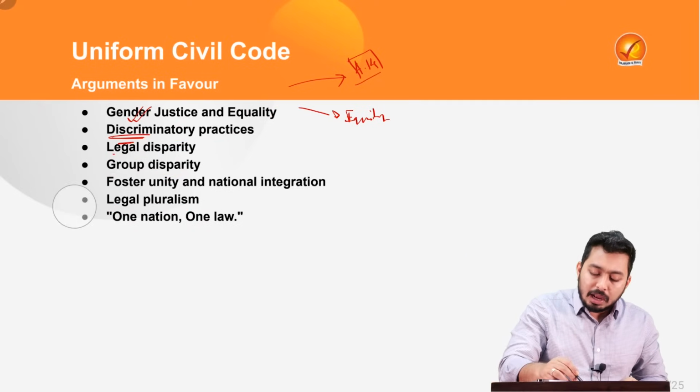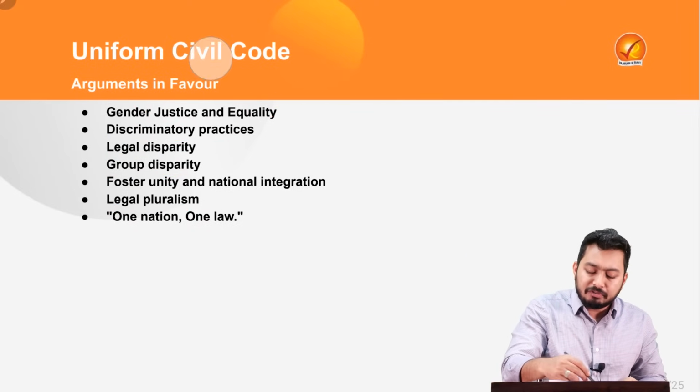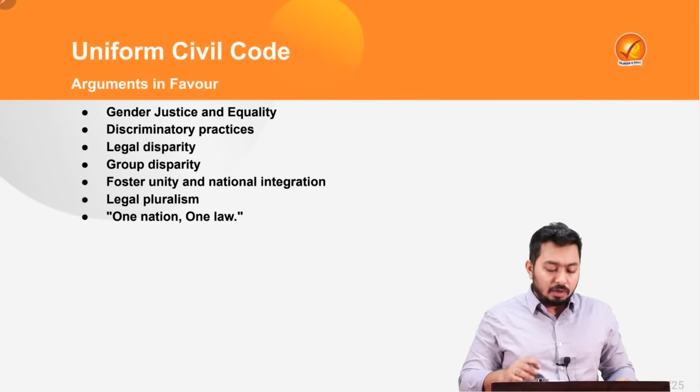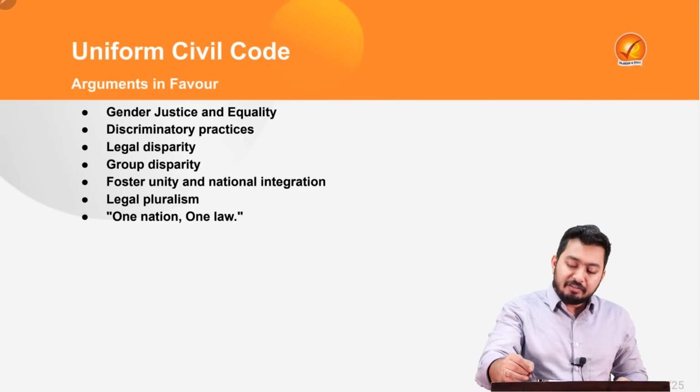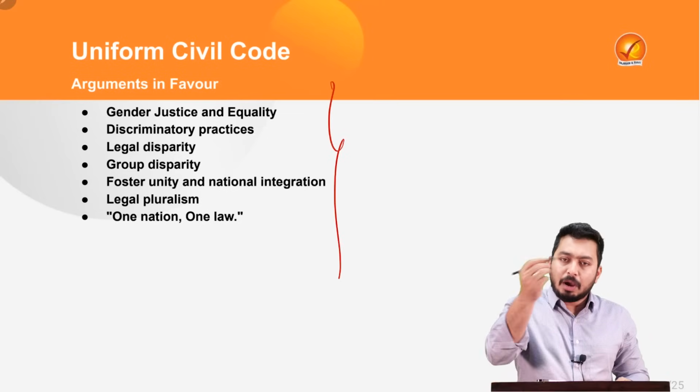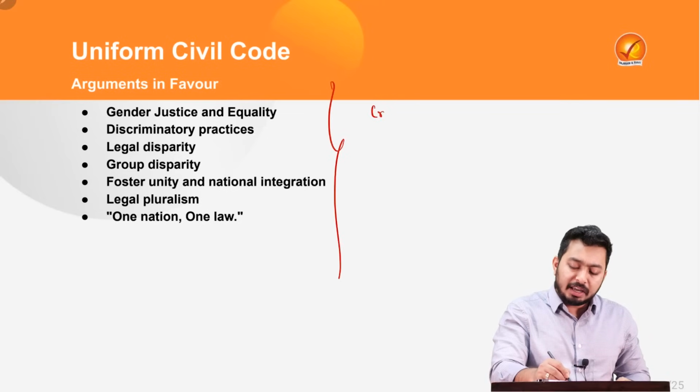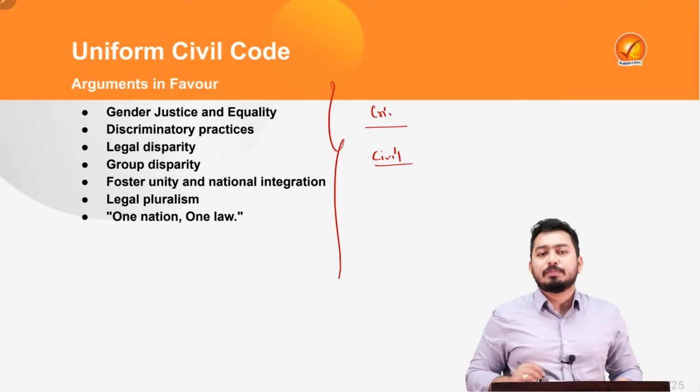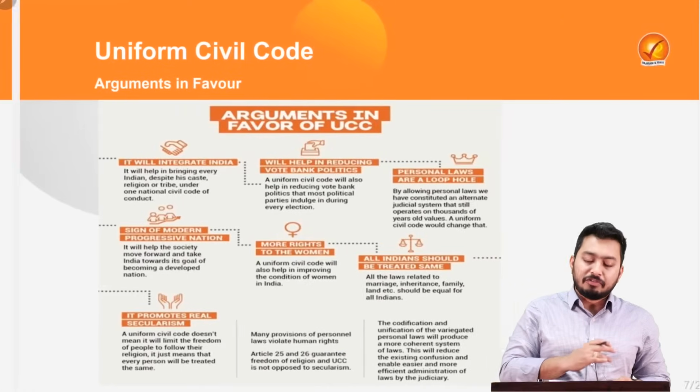And this also fulfills the ideas of one nation and one law. And we must go away from this legal pluralism, and the way we came out with a single code for criminal aspects, similarly we must come out with a civil code for all aspects. This brings some amount of uniformity.